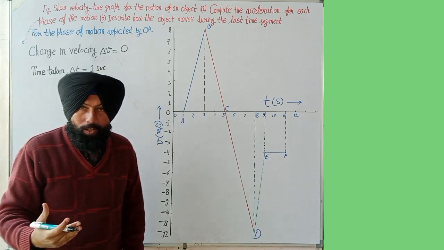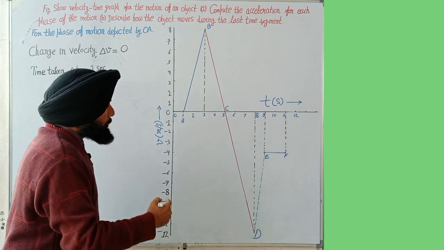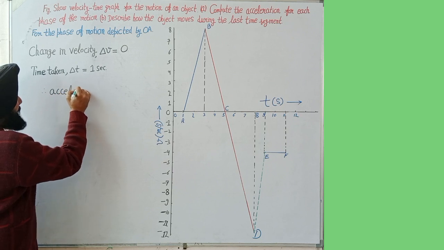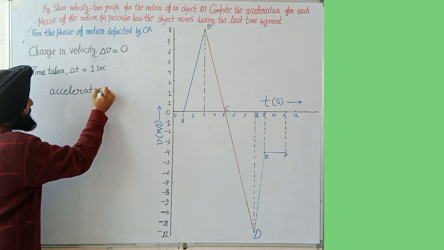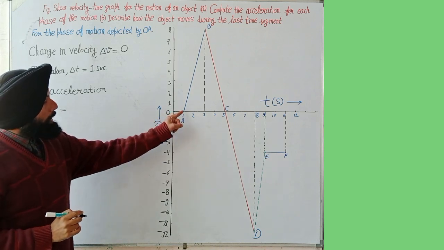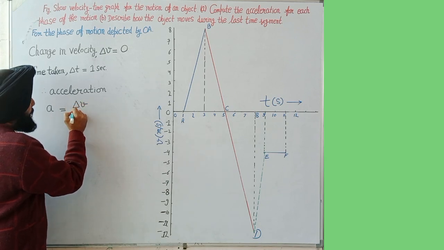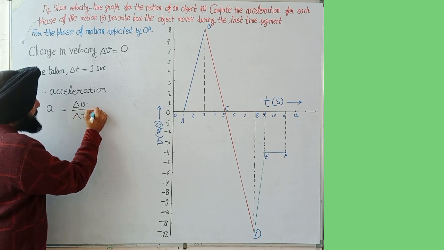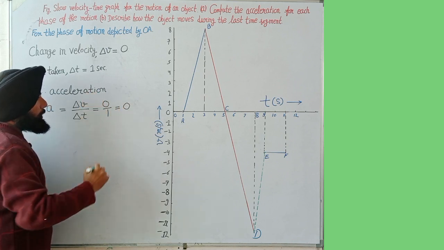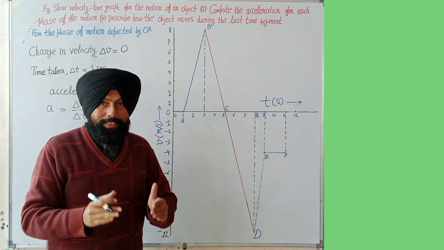Now we know very well what acceleration is: the rate of change of velocity with respect to time. Therefore acceleration a for the phase OA is delta V over delta T. Now delta V is 0 and time is 1 second. 0 over 1 is 0. So acceleration for the phase OA is 0.